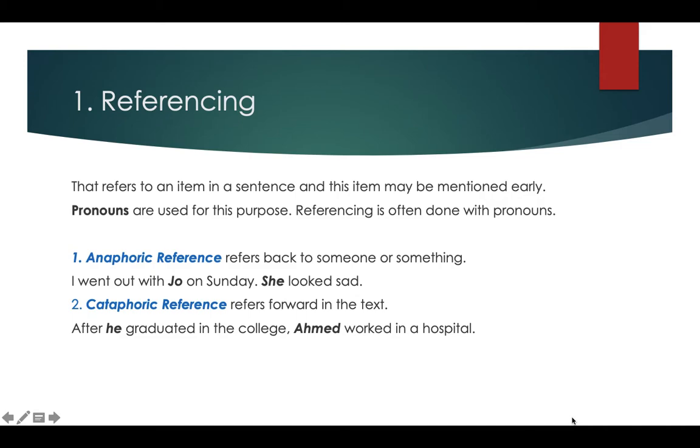We have anaphoric reference and cataphoric reference. Anaphoric reference is when something refers back to someone or something. I went out with Joe on Sunday. She looked sad. So she here refers to Joe, which is already mentioned in the text. Then we have cataphoric reference. It refers forward in the text, like after he graduated in the college, Ahmed worked in a hospital. So he is referring to Ahmed, which is used later in the text.